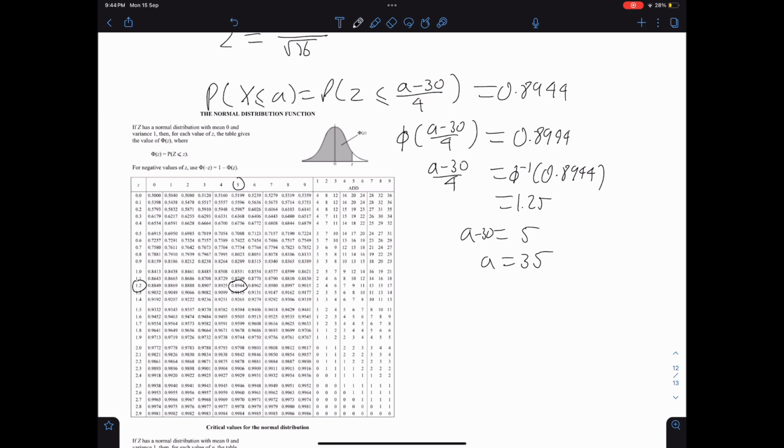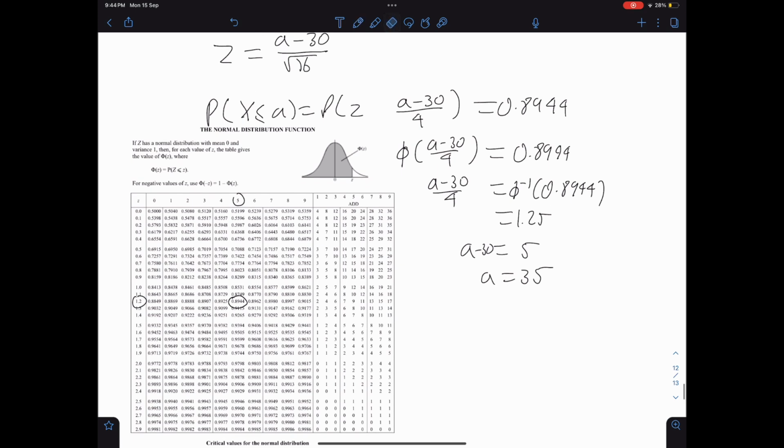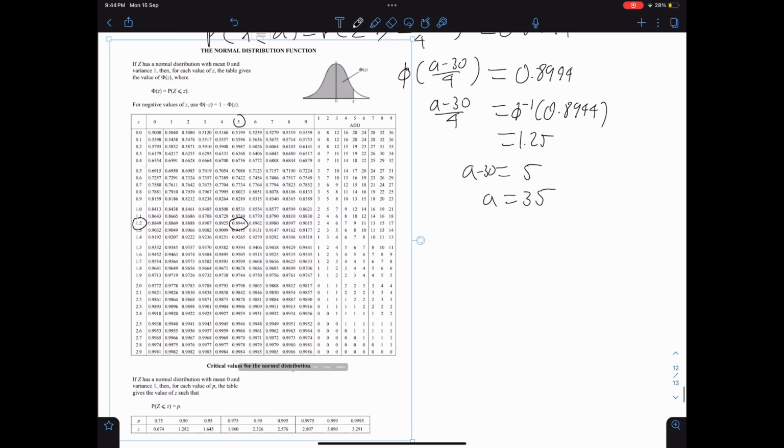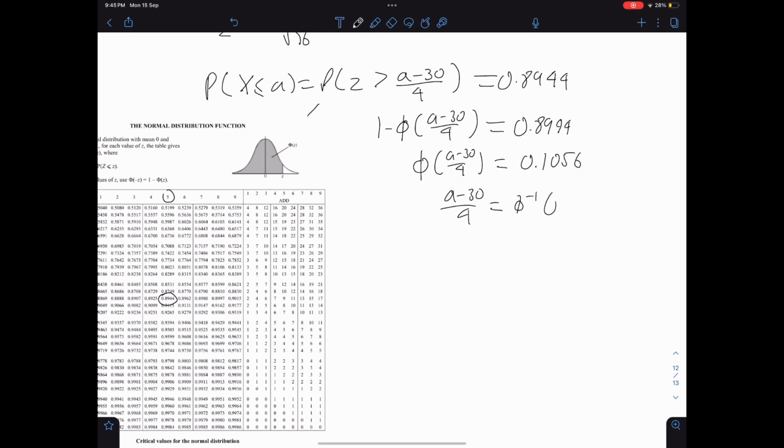Obviously, you may have to deal with greater thans, and also, so if it was greater than is 0.8944, then this would be 1 minus phi of that, and then this would become phi of (a minus 30) over 4 would now become 0.1056, and then (a minus 30) over 4 would become phi inverse of 0.1056. Now here's an important point I make.